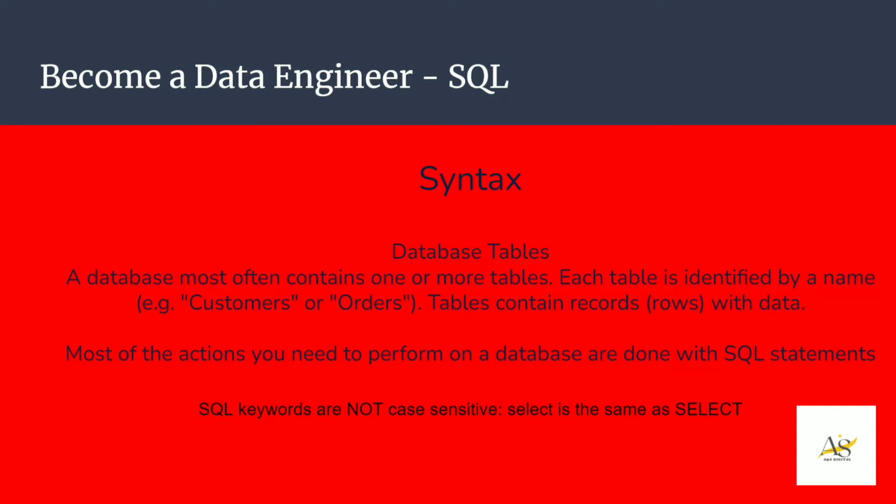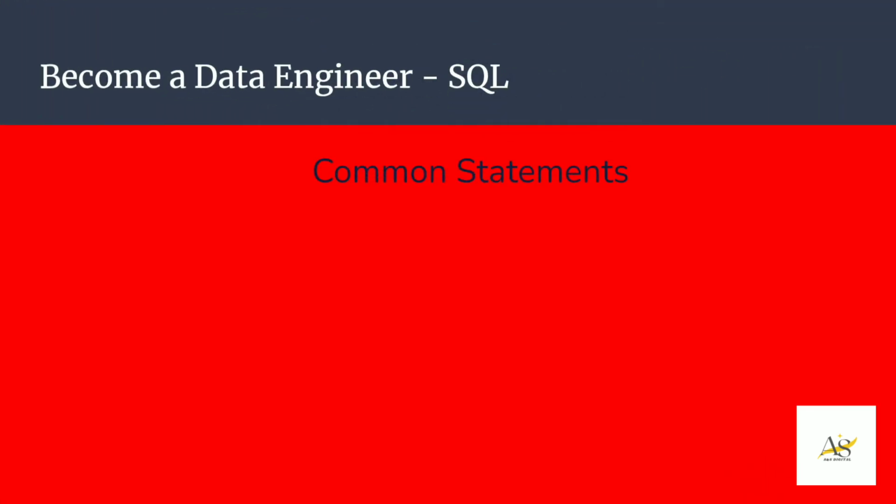Most of the actions you perform on a database are done with SQL statements. That's what helps you work with the data in the database. SQL words are not case sensitive, so a lowercase select is the same as an uppercase select. Some database systems require a semicolon at the end of each statement to make it executable. When you have a semicolon and hit run, it knows that's the end of the statement and it'll execute. So say you want to select some data from a database table, the semicolon at the end tells it to execute.